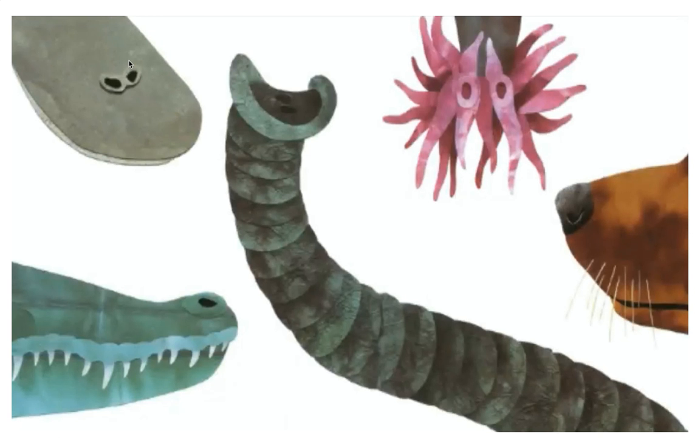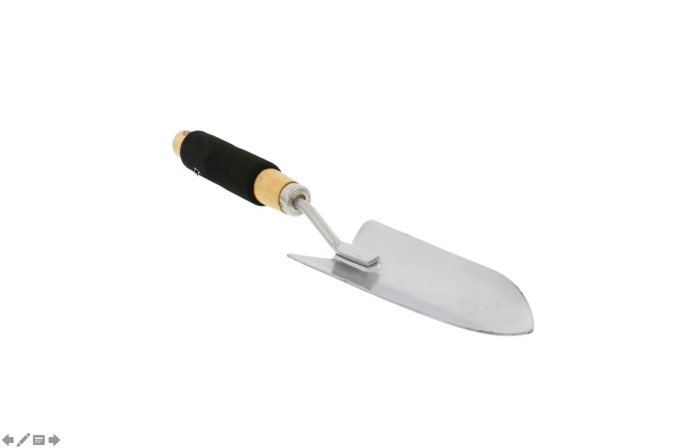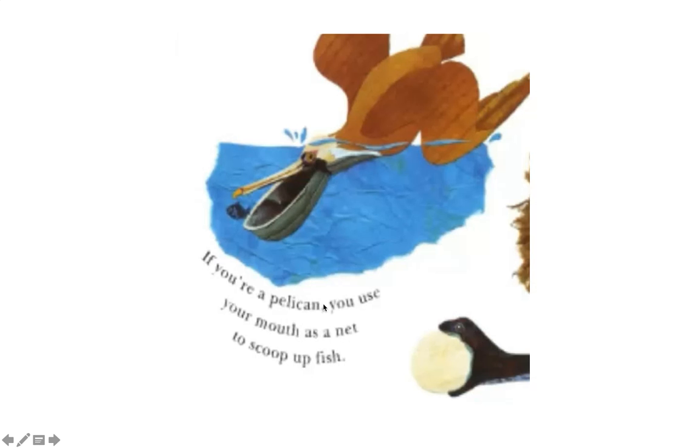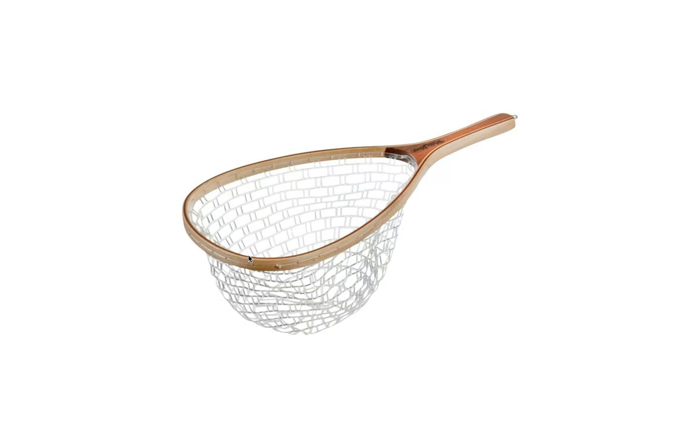What does the platypus use his or her nose for? And do we have any tools as humans that are similar to the platypus's nose? Yeah, we do. We have a garden spade. Platypuses use their nose to move dirt, and we can use spades. It's even kind of shaped the same. How about a pelican? If you're a pelican, you use your mouth as a net to scoop up fish. Well, guess what? We have items like that too as humans. We have a net that scoops up fish.